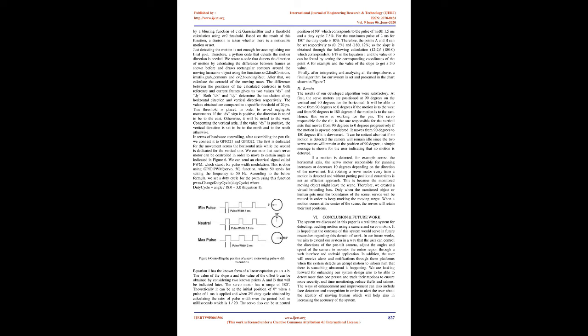This is done using the GPIO.PWM(servo, 50) function, where 50 stands for setting the frequency to 50 Hz. According to the below formula, we set a duty cycle for the PWM using this function: PWM.ChangeDutyCycle, where duty cycle equals angle/18.0 + 3.0, equation 1. Figure 6: controlling the position of a servo motor using pulse width modulation.